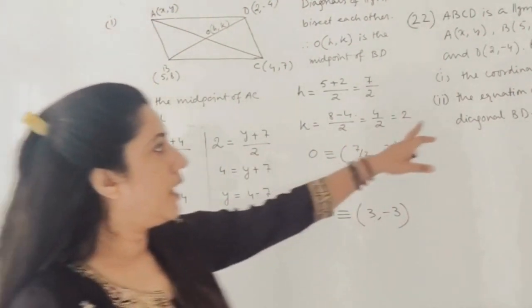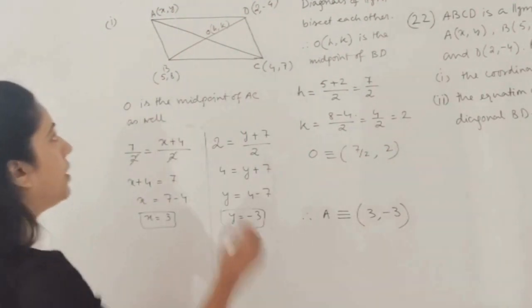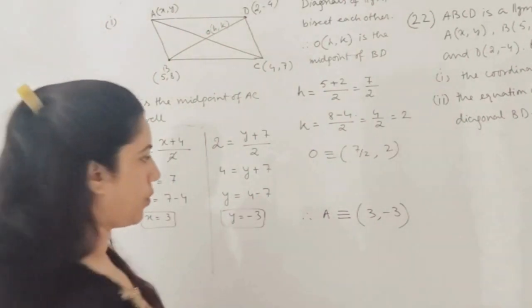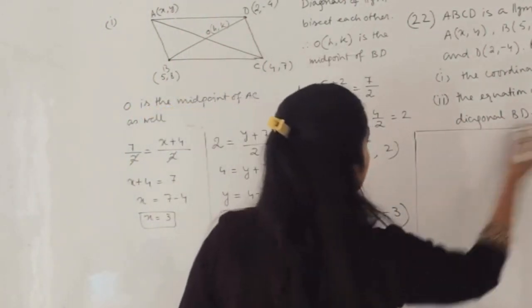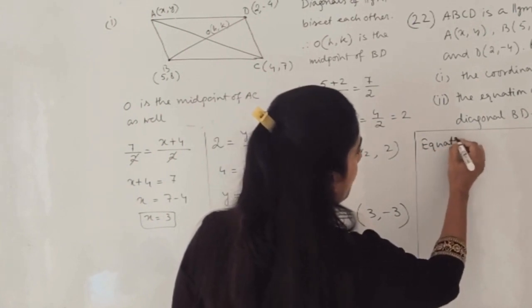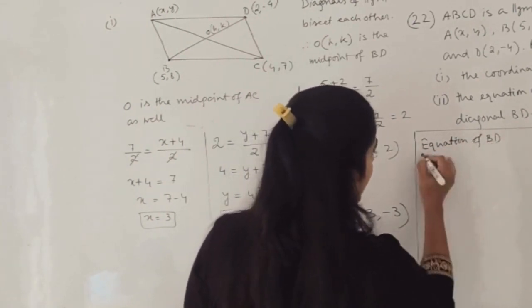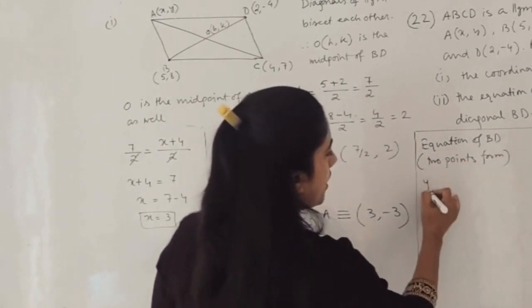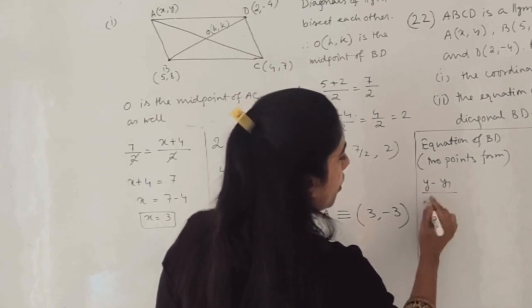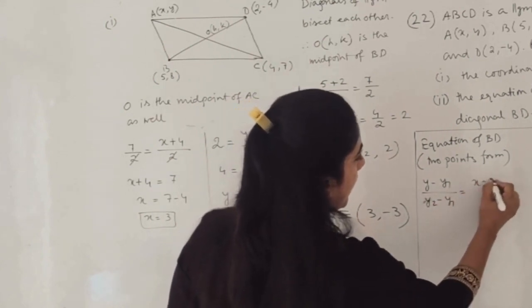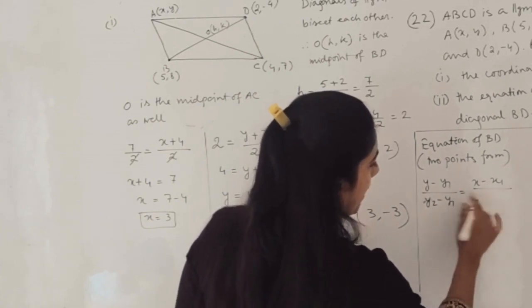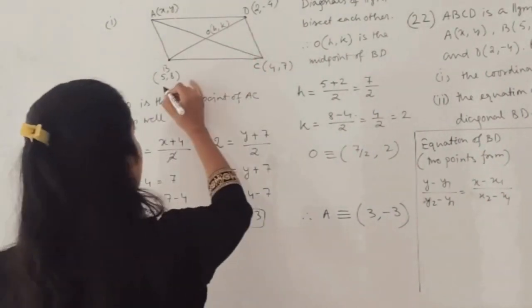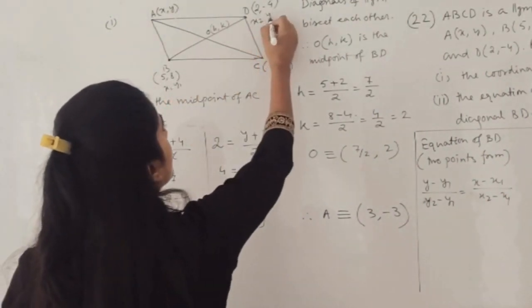Second thing they are asking is the equation of the diagonal BD. Now if you see here, point B is given, point D is also given. So we can find out the equation by the two points form. So I'll do it here. Equation of BD. Here you can write down the two points form. We are using this form: y minus y1 upon y2 minus y1 is equal to x minus x1 upon x2 minus x1. Okay? Now, I am considering B as (x1, y1) and D as (x2, y2).